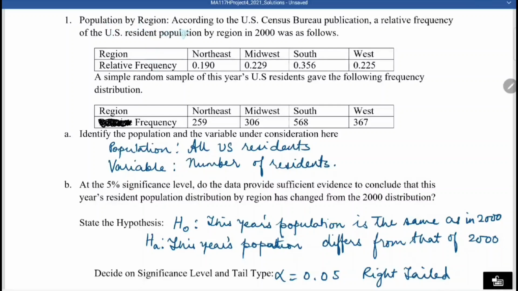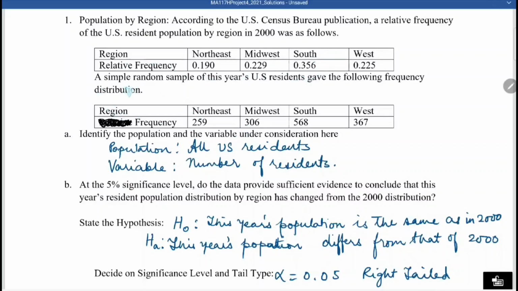It says population by region. According to the US Census Bureau publication, a relative frequency of the US resident population by region in the year 2000 was as follows. So the first table has 4 different regions of the country. So they divided the regions into Northeast, Midwest, South, and West. And associated with each region is given what's called the relative frequency values. All right. So these are proportions. What proportion of the population was located in Northeast? What proportion was located in Midwest, and so on.